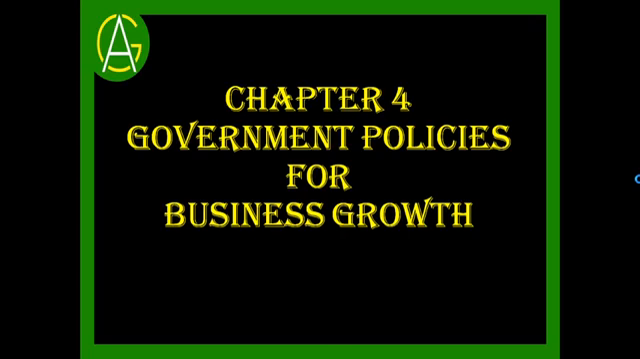In these sessions, we are learning chapter number 4, that is Government Policies for Business Growth. Now the title given here is Policy, Decision and Goal. We have to understand the meaning of these three terms. First term is policy, second is decision and third is goal. We will understand the meaning of all the three in one sentence only.